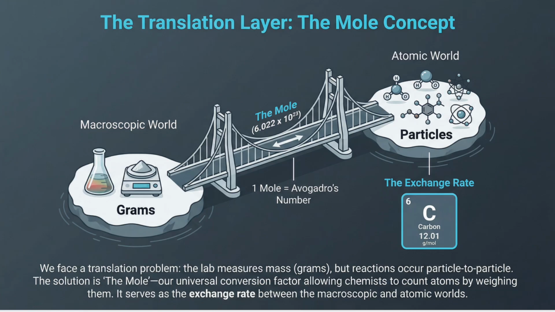Here we explain the mole as the translation layer between the macroscopic world of grams and the atomic world of particles, with Avogadro's number acting like an exchange rate. Chemists weigh substances in the lab, but reactions occur particle to particle. So converting mass to moles lets us count atoms and apply reaction ratios accurately when predicting or measuring outcomes.